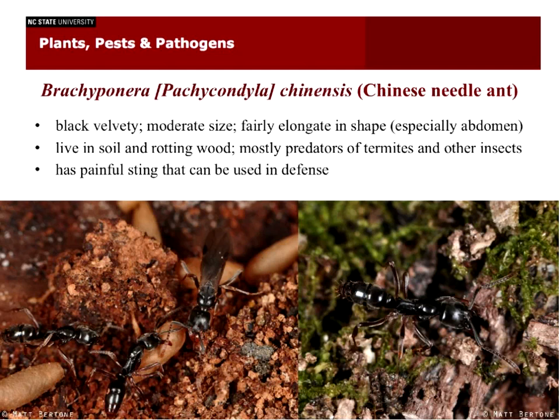They live in soil and rotting wood, like I said, and most are predators of termites. That's their preferred prey, so it can be beneficial in certain ways. But they'll eat other insects. Now, the problems occur in that these ants have a very painful sting that they use in defense.